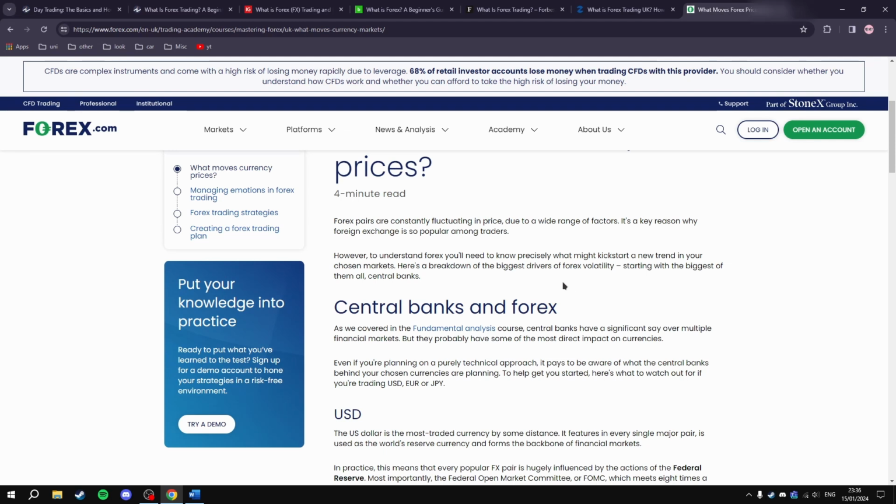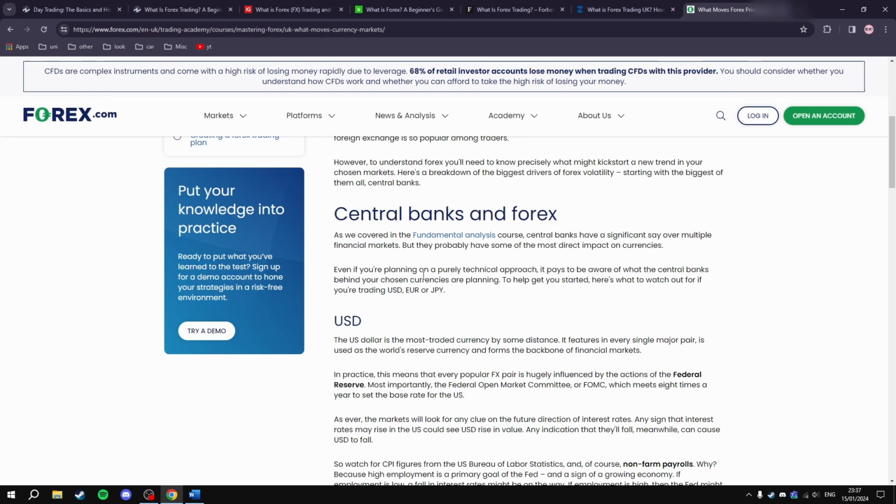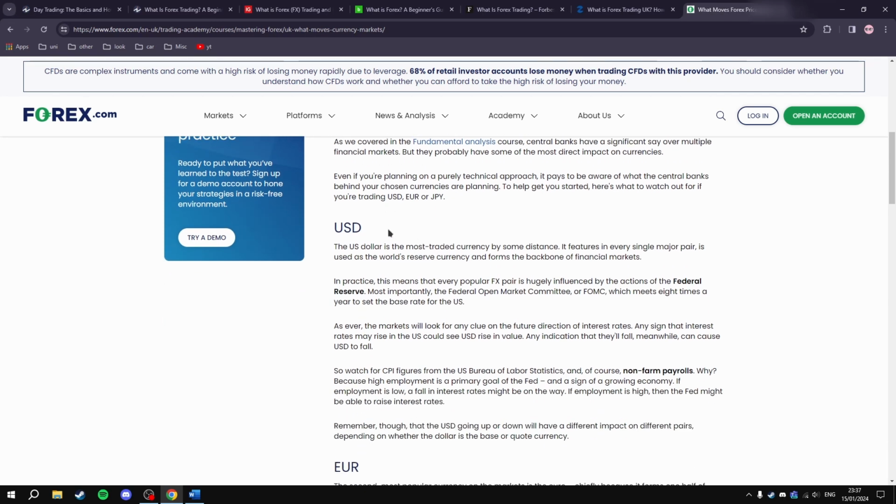Central banks and Forex. As we've covered in the fundamental analysis course, central banks have a significant say over multiple financial markets, but they probably have some of the most direct impact on currencies. Even if you're planning on a purely technical approach, it pays to be aware of what the central bank behind your chosen currencies is planning. To help you get started, here's what to watch out for if you're trading USD, EUR or JPY.